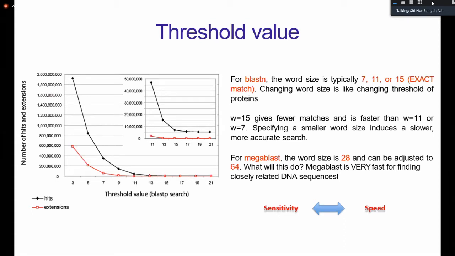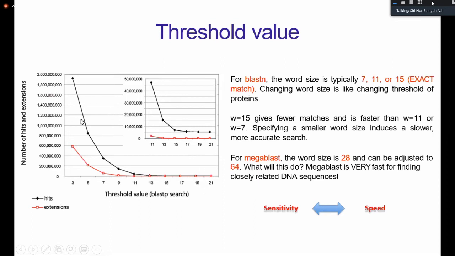And then the rest, they will try to extend it and calculate the scoring matrices. If it's above the cutoff value, it will be retrieved. If it's below the cutoff value, it will be eliminated. So how exactly does the threshold value affect your search?